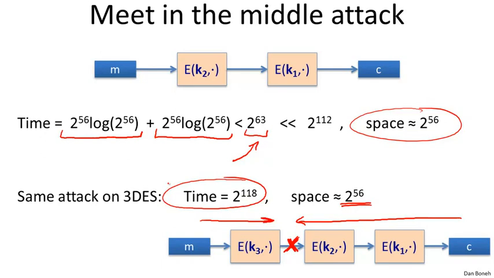But 2 to the 112 is a large enough number, so triple DES, as far as we know, is sufficiently secure. I should mention that triple DES is actually a NIST standard, and so triple DES is actually used quite a bit. And in fact, DES should never, ever be used. If for some reason you're forced to use some version of DES, use triple DES, not DES.